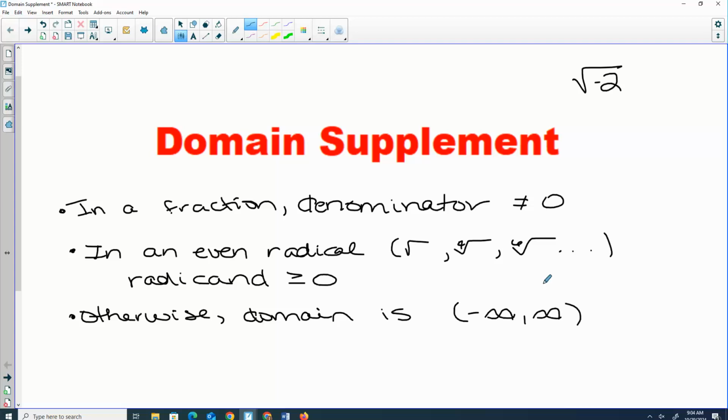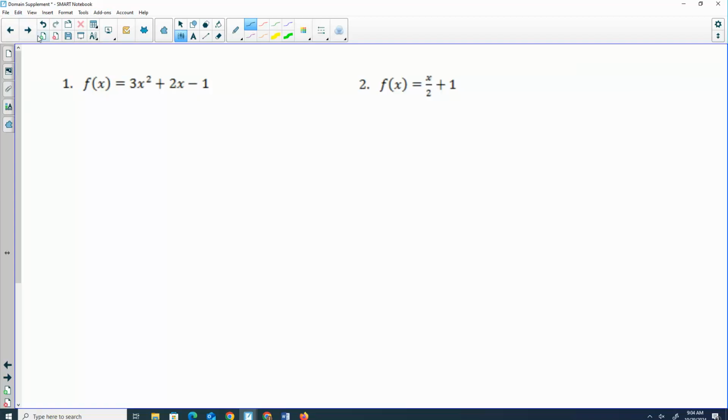So for our purposes right now, if I'm asking you to find the domain, there are only really 2 things we have to worry about. If we have a fraction, we know the bottom of that fraction can't be 0. If we have an even radical, we know the thing underneath has to be greater than or equal to 0. Otherwise, we just say negative infinity, positive infinity. So we have this handout with a bunch of different equations, and I want to identify the domains of all these without first drawing a graph.